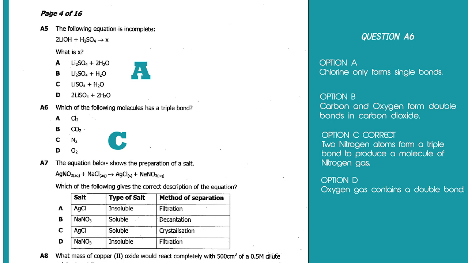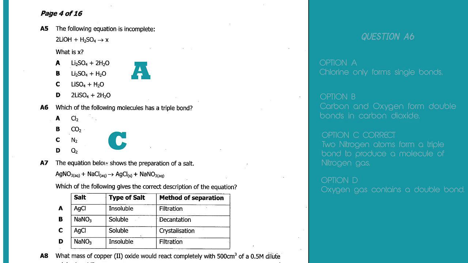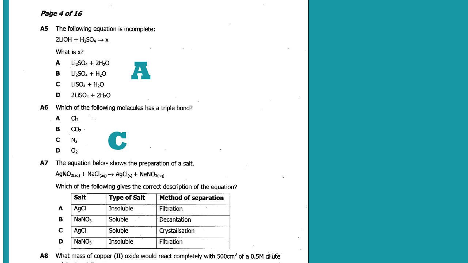Question 7. The equation below shows the preparation of a salt. So we have silver nitrate plus sodium chloride giving silver chloride plus sodium nitrate. Which of the following gives the correct description of the equation? Our answer, A. The salt, silver chloride. Type of salt is an insoluble salt. Method of separation is filtration. So we prepare insoluble salts using the precipitation method, and then we separate them from the excess reagents using filtration.